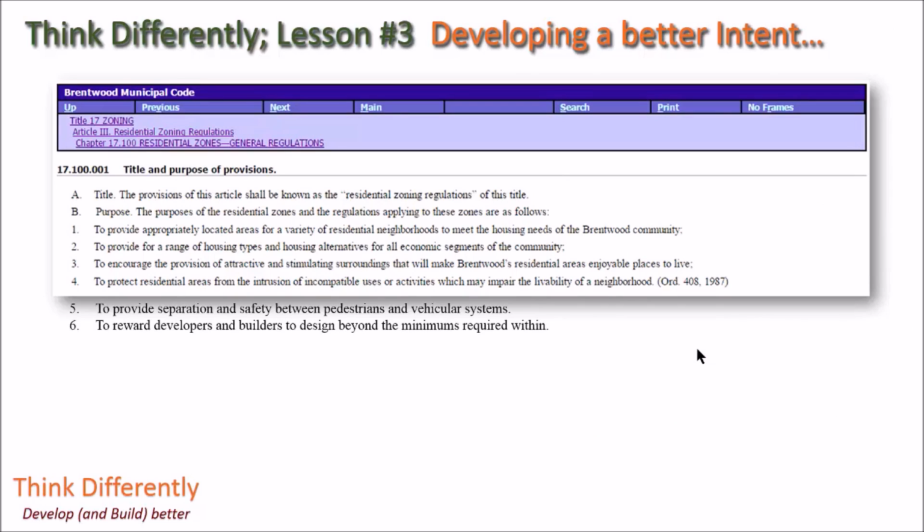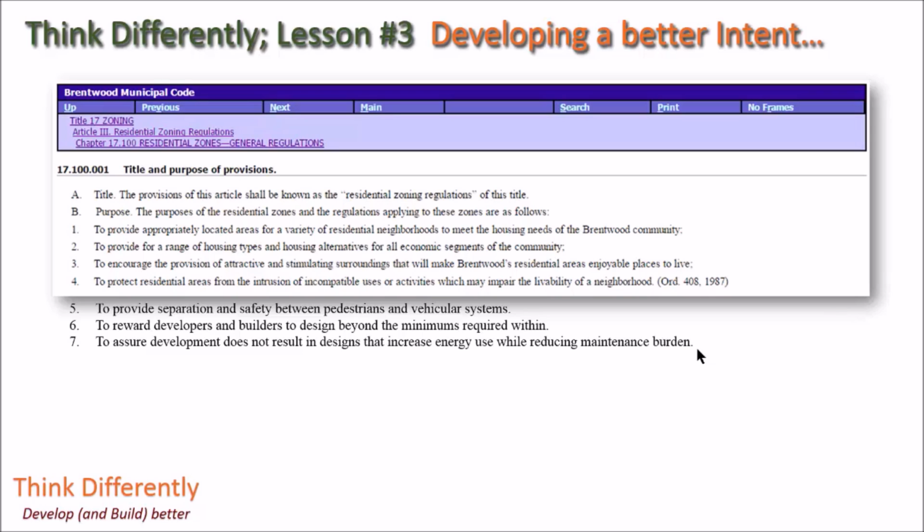There was no provision to separate vehicles and pedestrians. They just mix them together. There's no reward for developers to actually create something. LandMentor and its training includes ways to reward developers that go beyond the minimum. By developers, we mean the people they hire, because developers, all they do is sign the paycheck.